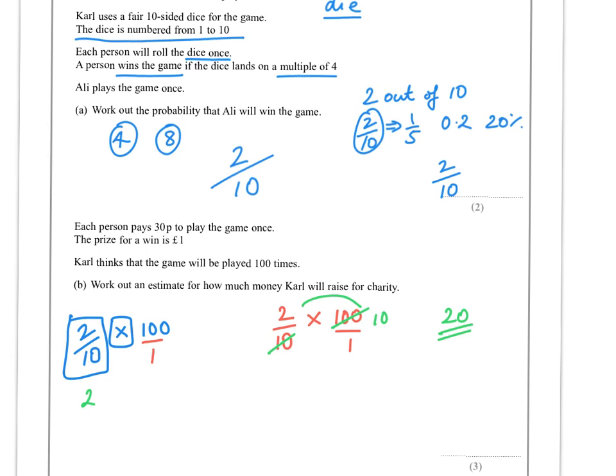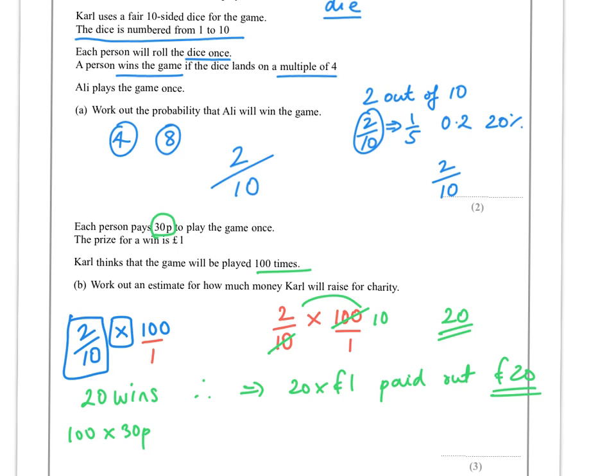Now what that means is that's how many times someone would expect to win if the game is played 100 times. So you can clearly write there 20 wins, therefore you would have 20 times £1 paid out, and that would be a total of £20 paid out. But if it costs 30p to play the game once and 100 games were played, then your revenue, what would come in, would be 100 lots of 30p, which is 3,000p, which is £30 revenue. So, what would be the net effect? How much would he raise for charity, assuming that he gave all the proceeds to charity? Well, if £20 is paid out and he receives £30, then £10 or 1,000p would be given to charity.